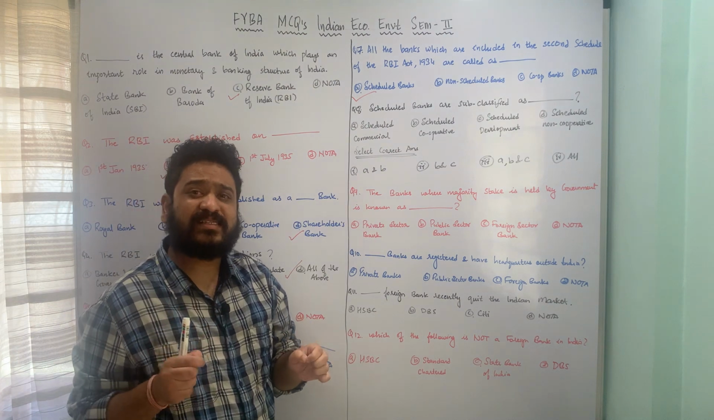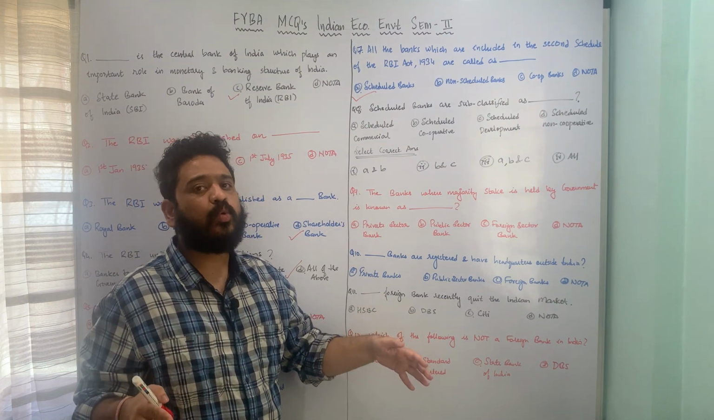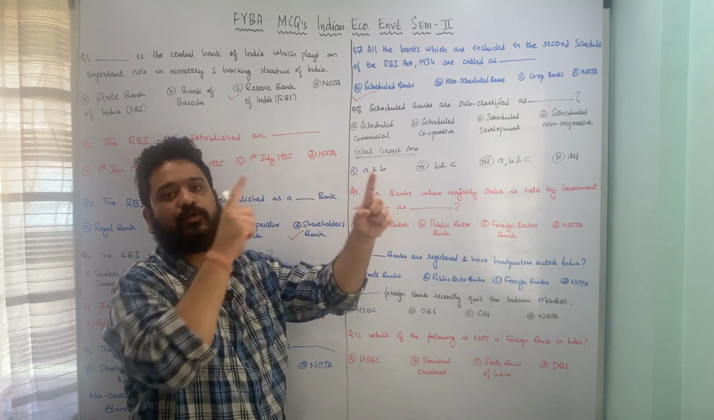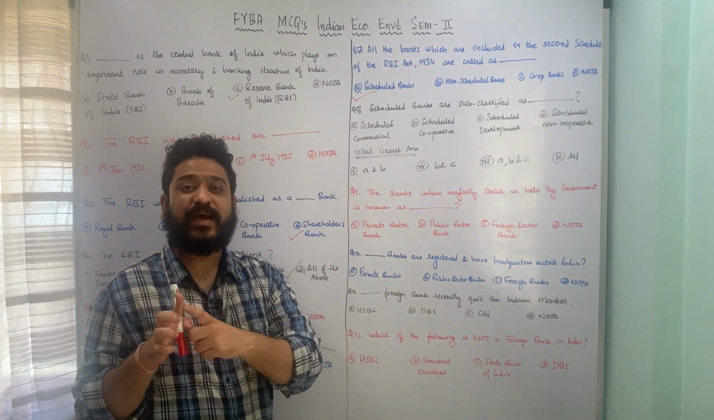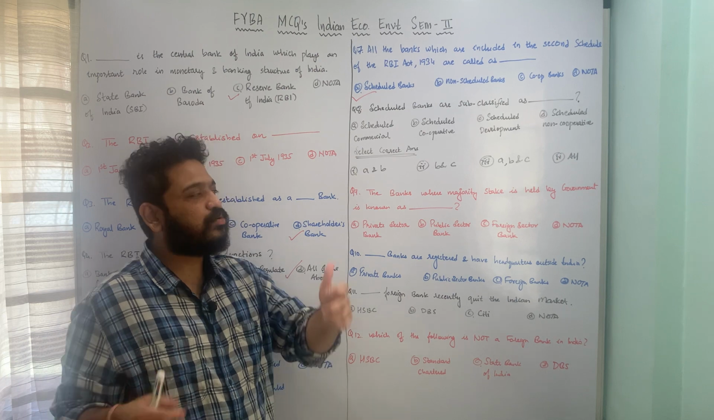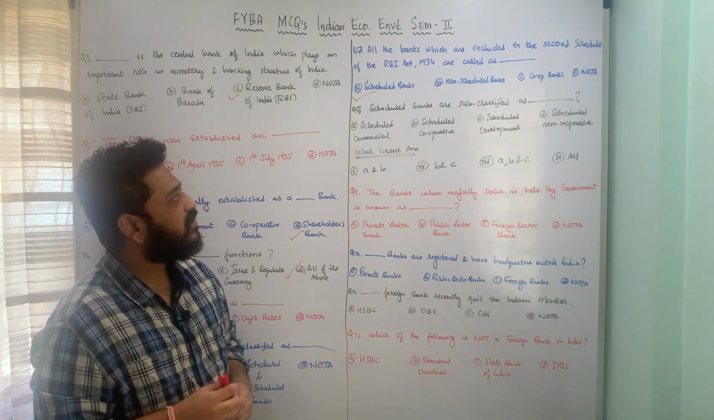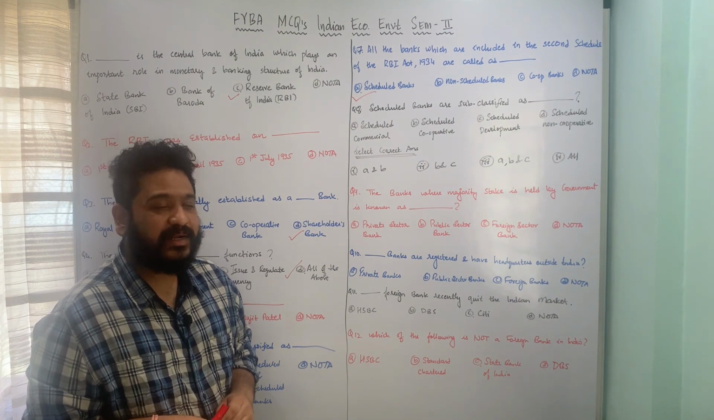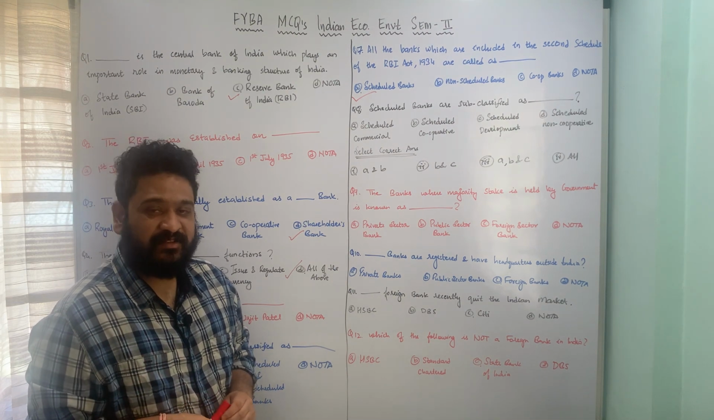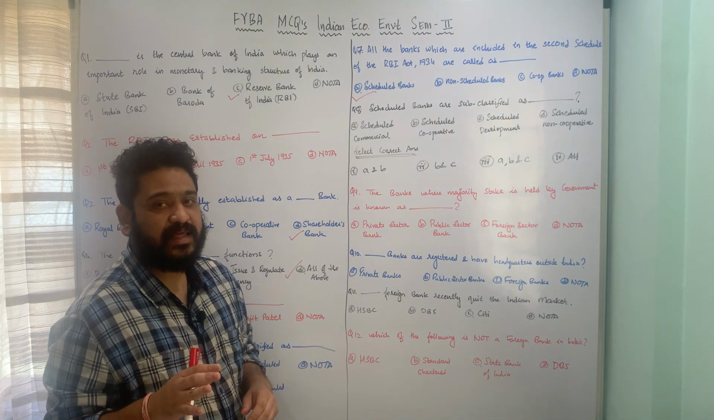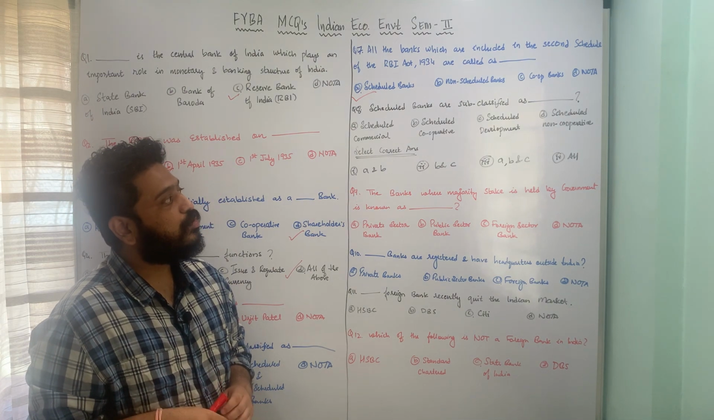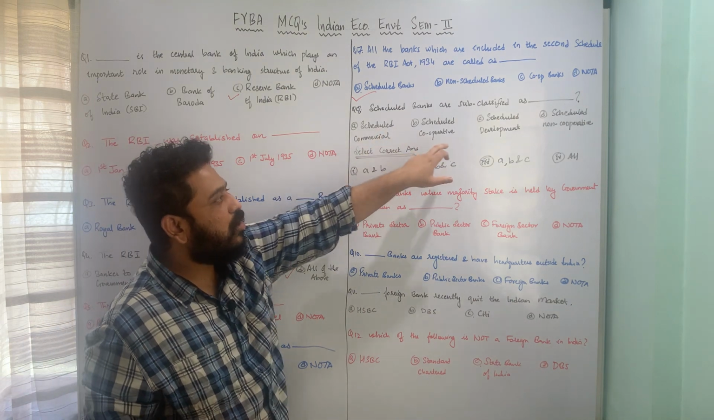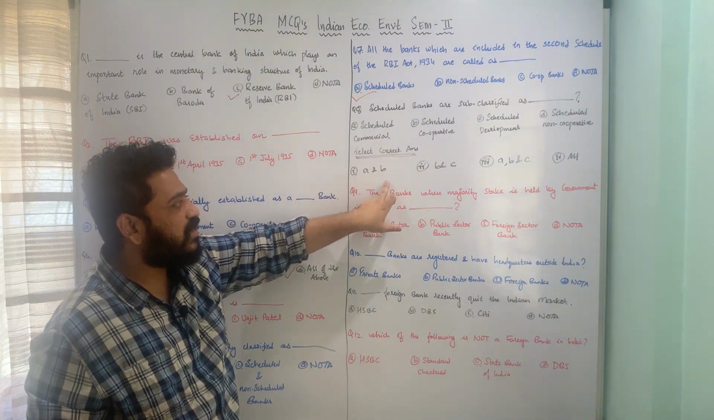The scheduled banks are subclassified into what? Banks are classified into scheduled and non-scheduled, and scheduled banks are further subclassified. So they are subclassified as A, scheduled commercial, B, scheduled cooperatives, C, scheduled development banks, and then last is scheduled non-cooperative banks. These are the options which are available to us, and we have to select the correct answer.